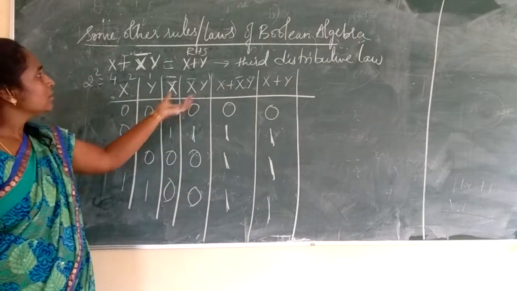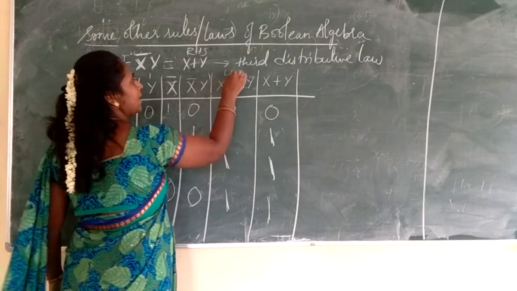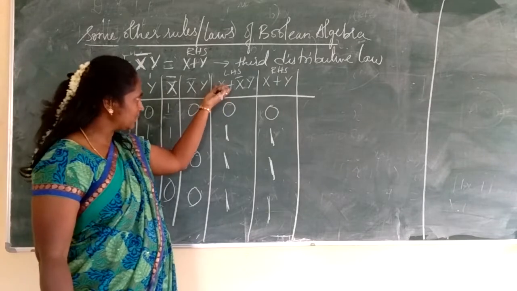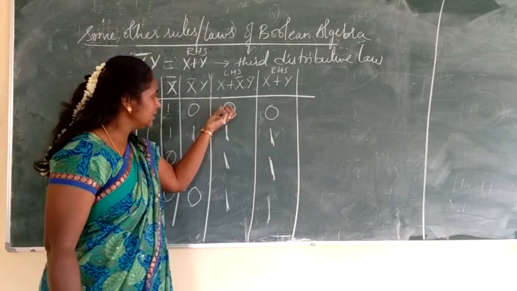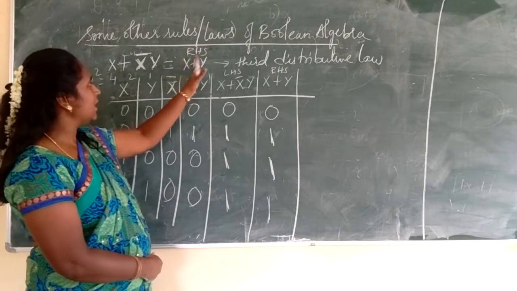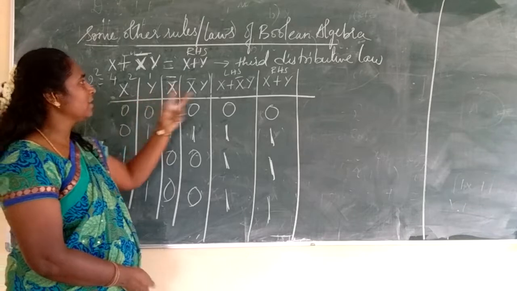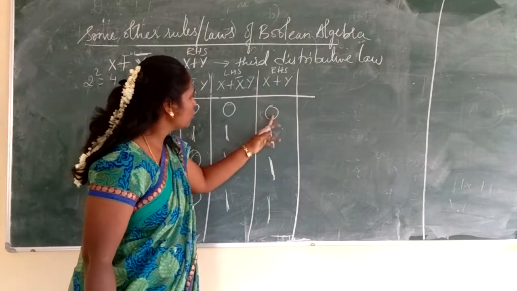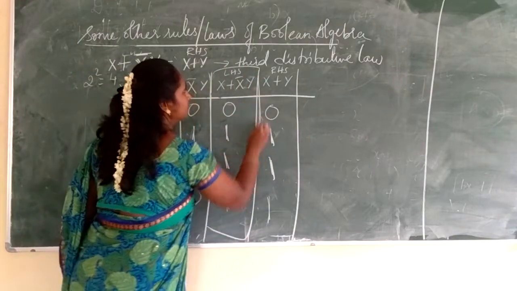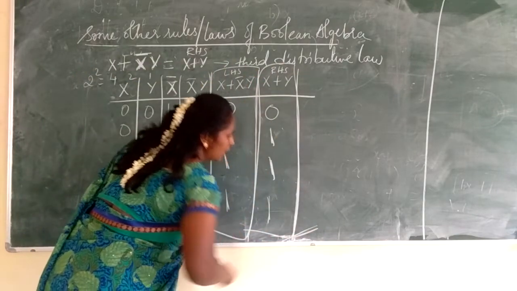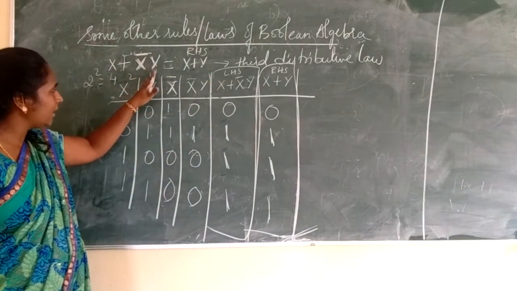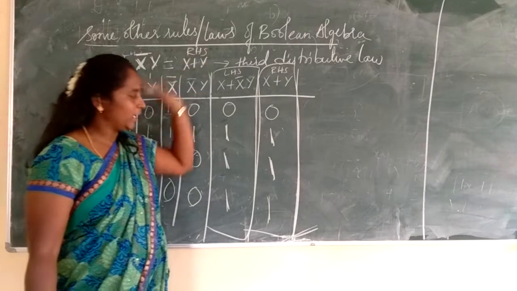So here, see your LHS. This is your LHS and your RHS value. Your LHS value, that is x plus x bar y, is 0, 1, 1, 1. Your RHS is nothing but x plus y. I have added these two, x plus y, and x plus y is nothing but 0, 1, 1, 1. So these two are identical. So they are logically equal by using a truth table, that is, x plus x bar y is equal to x plus y.